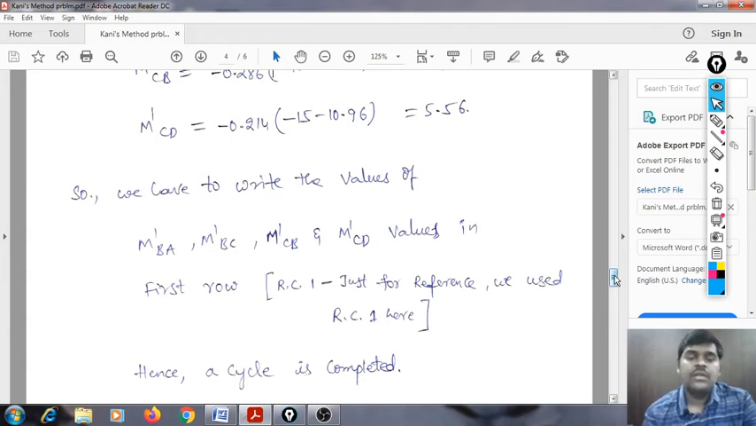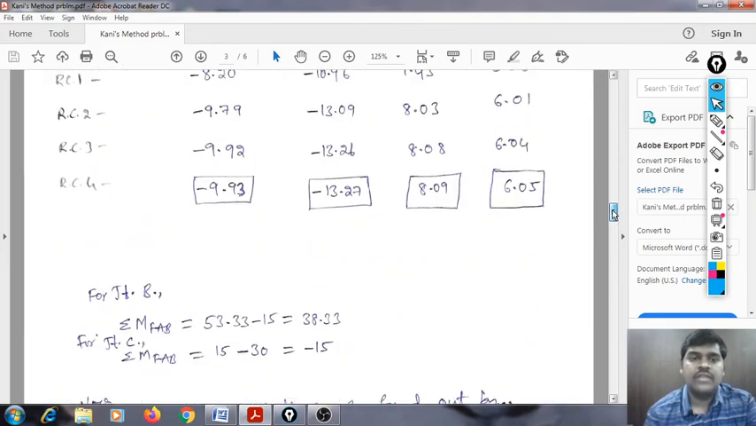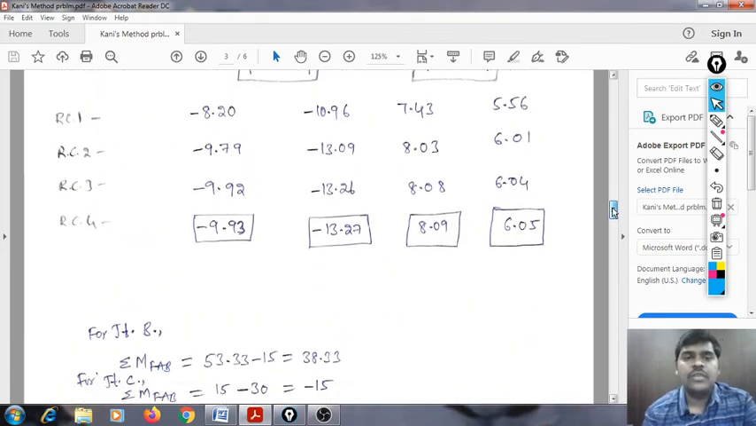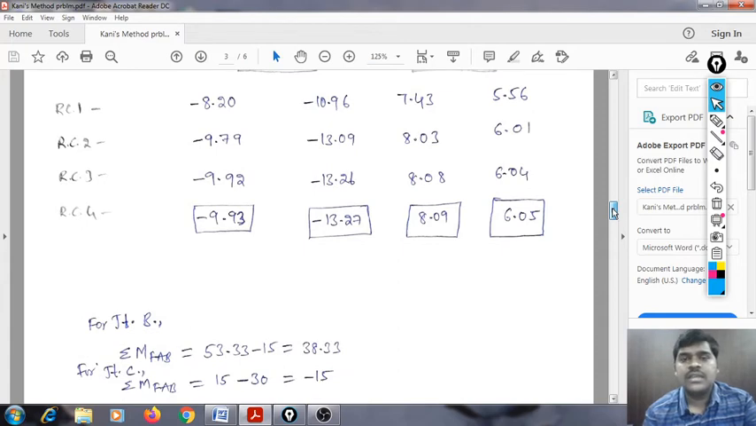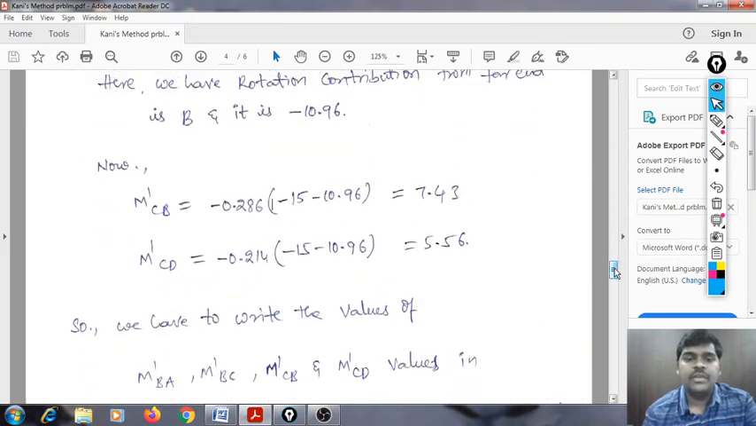Just for reference I am using RC1, no need to write it as RC1 in the examination. After writing that, the first cycle will be completed. So the first cycle has the values of minus 8.20, minus 10.96, 7.43 and 5.56. Just keep in mind the value 7.43 and where it is used.